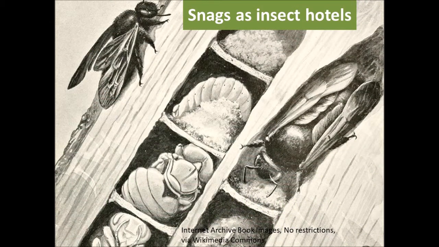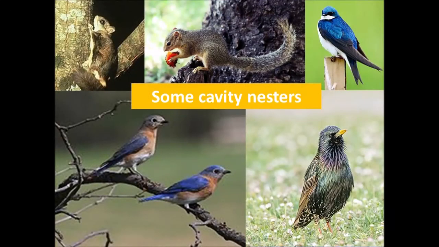So an example of an insect that might use a snag as an insect hotel would be a carpenter bee of the genus Xylocopa. Here you can see a picture of the chambers that a carpenter bee would form in order to raise its larvae. Some of the cavity nesters might include tree swallows, eastern bluebirds, common starlings, flying squirrels. There are any number of animals that are cavity nesters. In fact, woodpecker activity on snags provides accommodation for about 80 different species in North America.